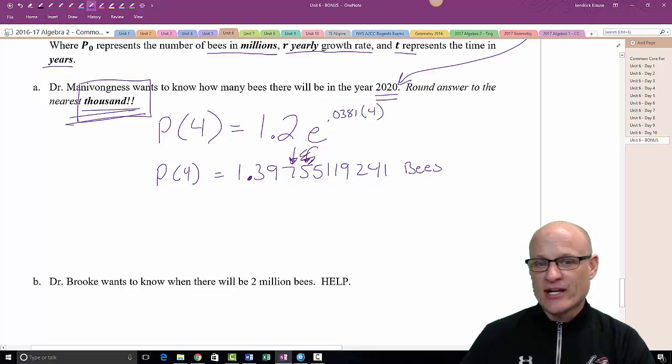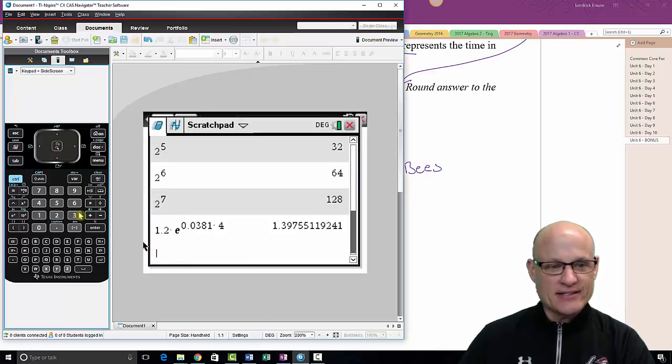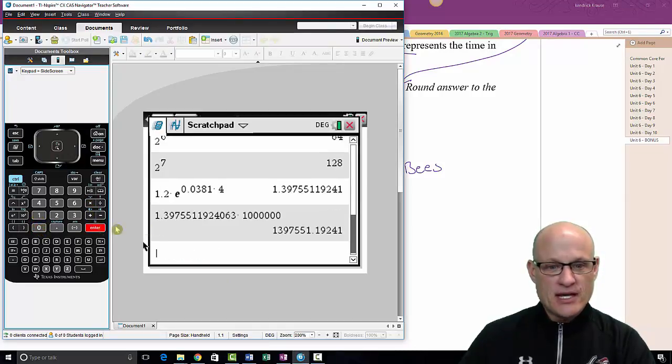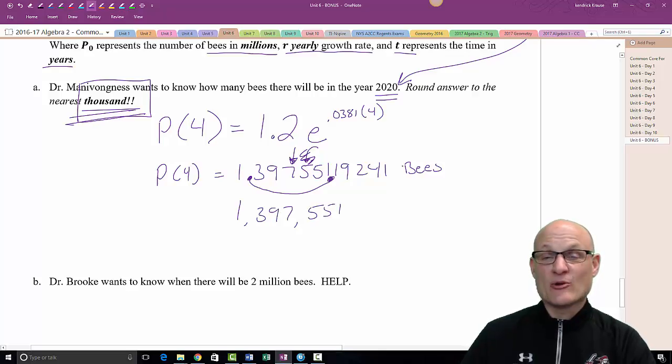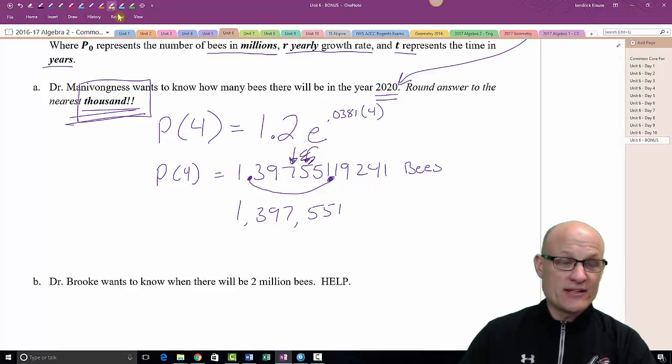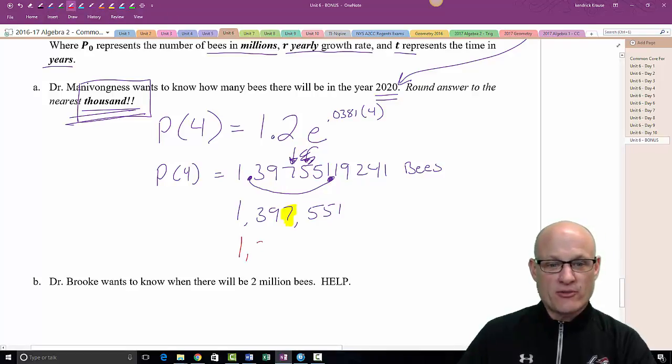So here's the trick, kids. You got to remember, this is in millions of bees. And I said round to the nearest 1,000. So I got to take this thing and multiply it by 1 million. And there's my answer, 1,397,000. So really, I'm just going to move this over 6 places. So it's 1,397,551. But I said round it to the nearest thousands. So now I'm like, oh, thousands place, that's this one. Oh, okay. So my answer is 1,398,000.